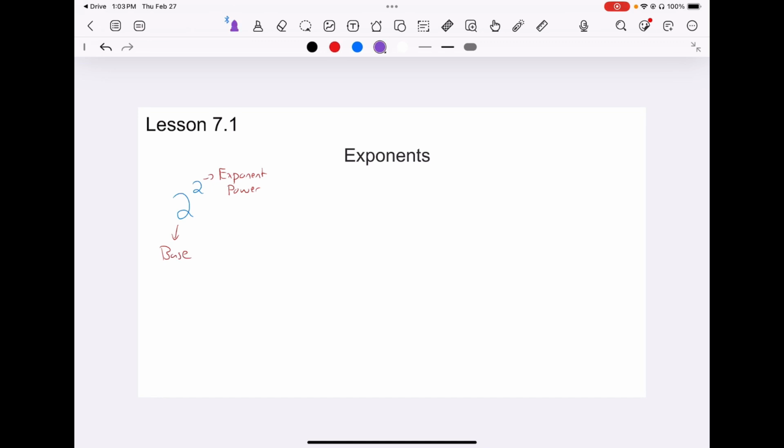And when you have a number or variable raised to a power, it just means you're multiplying that base by itself as many times as the exponent. So 2 to the second power means we have 2 times 2, or just 4. With all of our problems today, we can leave them as a base to some exponent.